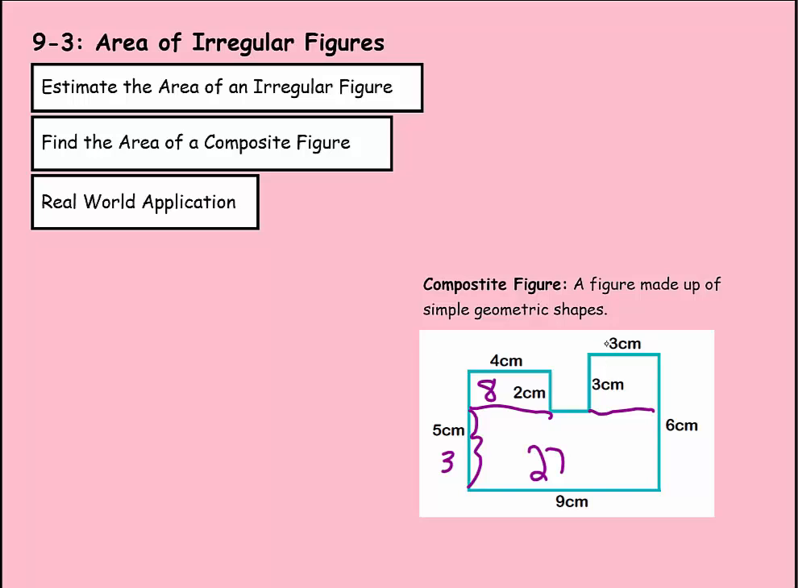3 times 9 is 27 centimeters. Then we're left with this part, which is 3 centimeters by 3 centimeters. 3 times 3 is 9. So we'd add up all these parts. 27 plus 9 plus 8 all equals 44. So this is actually 44 centimeters squared for this whole figure.